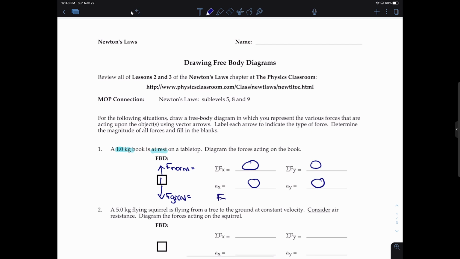So force of gravity equals mass times g. So we've got 1 kilogram times 10 meters per second squared, and that equals 10 newtons. So we've got 10 newtons here. And we know that it's balanced, so we have 10 newtons up there. So that is our answer for that one.